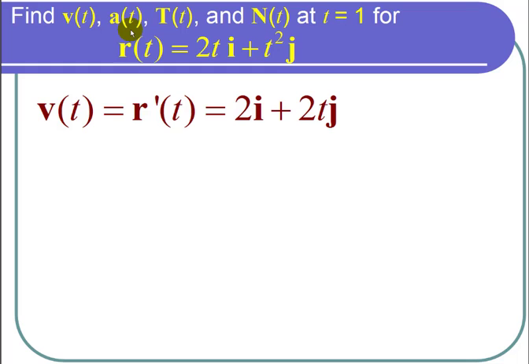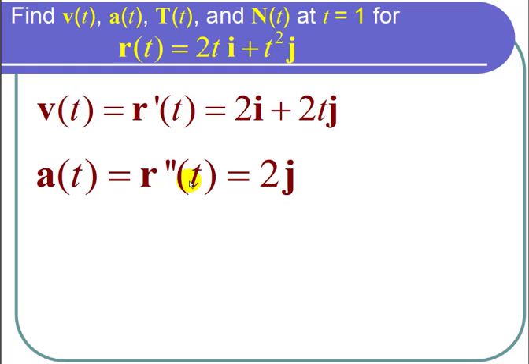To find a of t, that's the second derivative of r of t, which is the derivative of the velocity, or r double prime of t, and the derivative of 2i plus 2t j is just 2j.